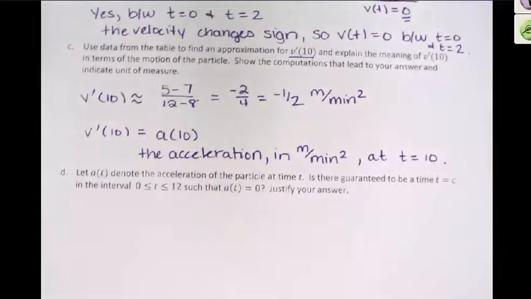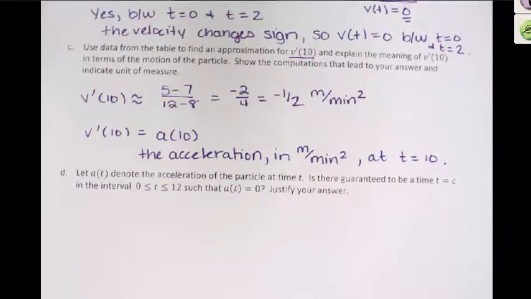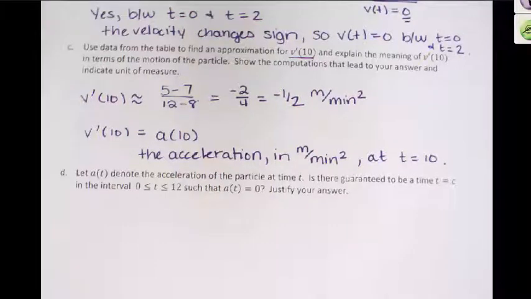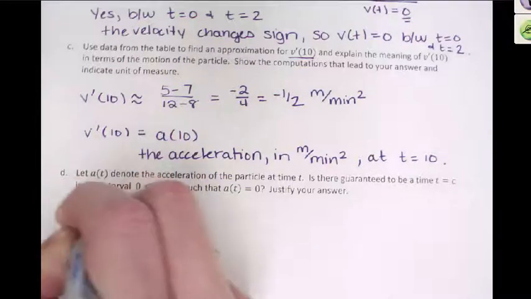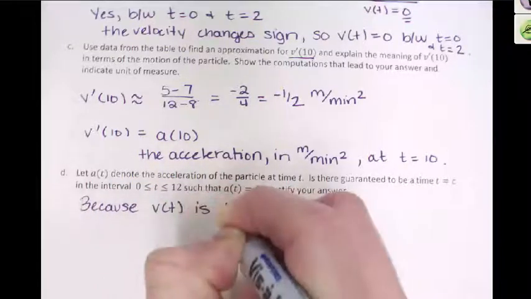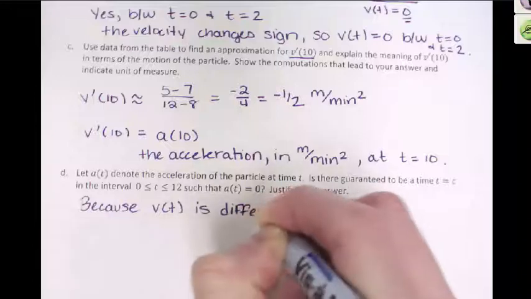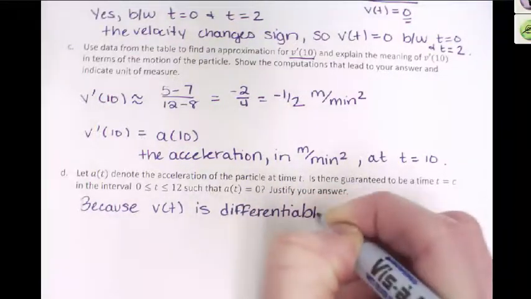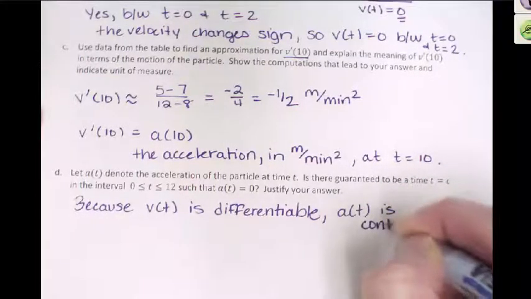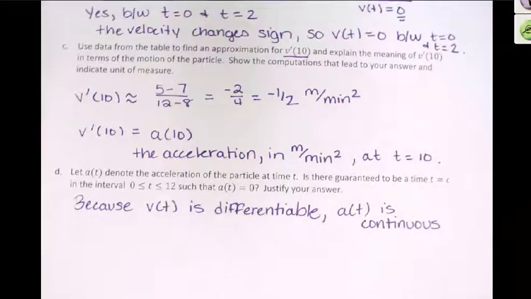So then part D says, let a of t denote the acceleration. Is there a guaranteed time t equals c in the interval such that a of c equals 0? Okay, so this is actually going back to the intermediate value theorem. Because velocity, we know velocity is differentiable. That means the derivative exists and it has to be continuous. So because the velocity is differentiable, we know a of t is continuous, okay? And that's important because we can now use the intermediate value theorem if we have a continuous function, okay?